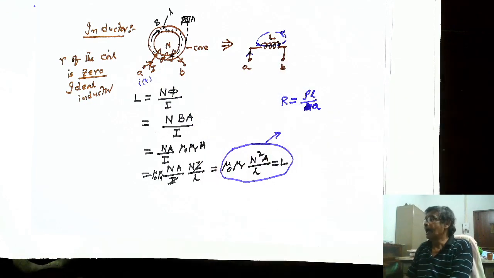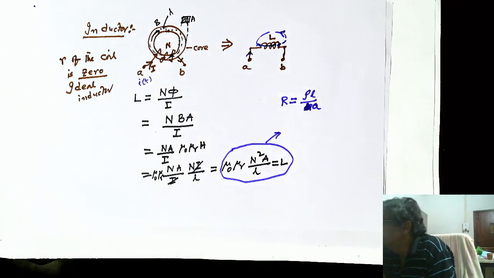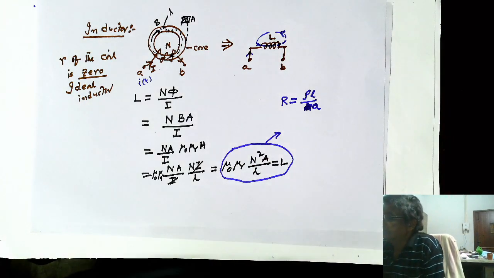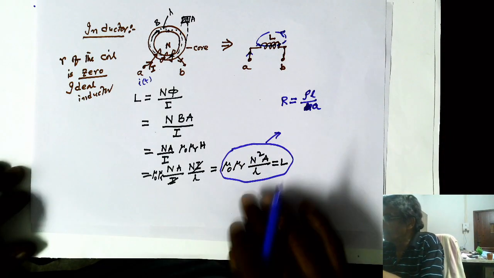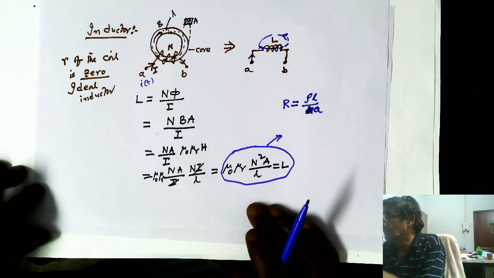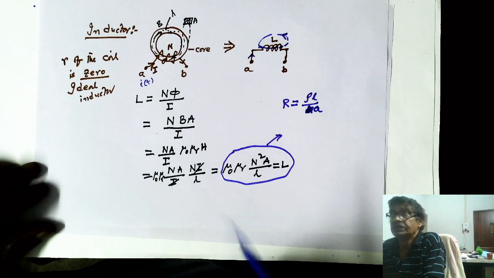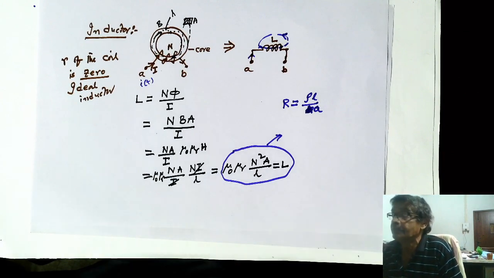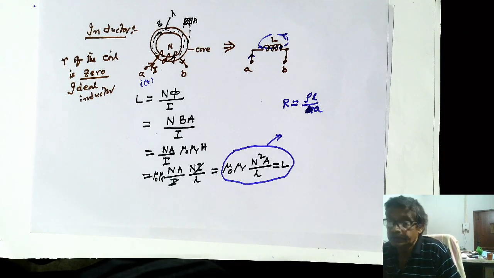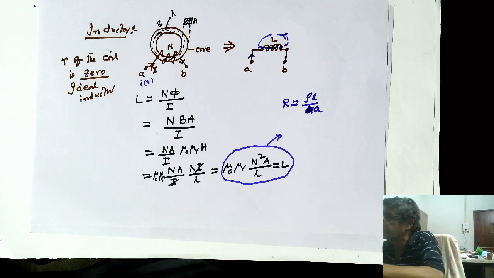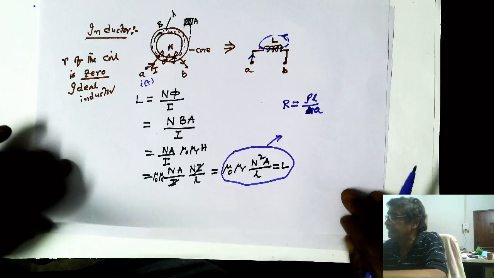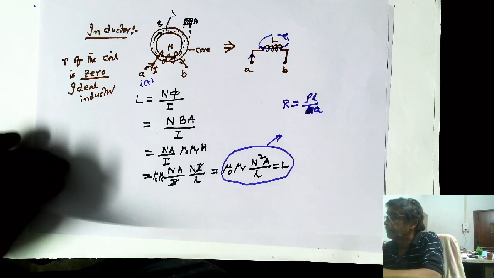Okay, and the inductance value depends upon the number of turns used. In fact, the square of the number of turns used. If you double the number of turns, other things remaining the same, inductance will become 4 times. Those things you just try to understand. So this is the value of the inductance.